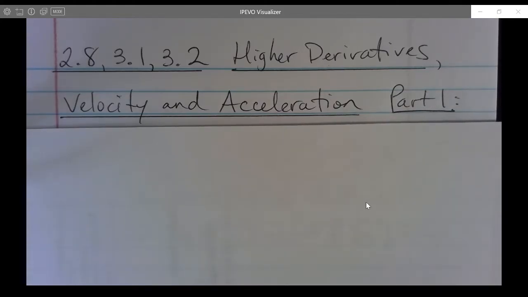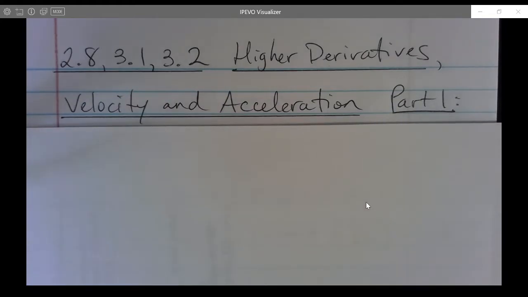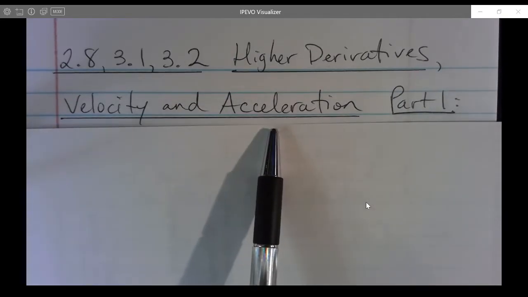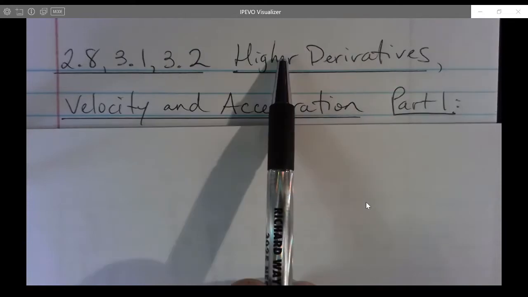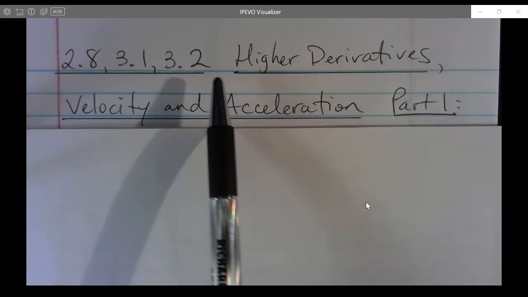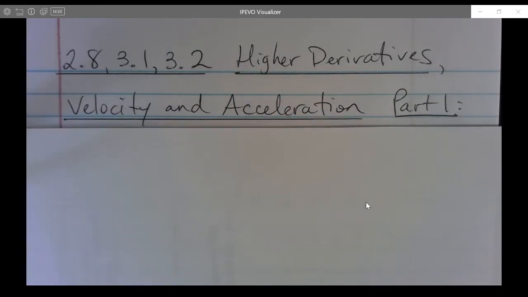Lesson part 1 is going to put together chapters 2.8, 3.1, and 3.2. If you're wondering why we're skipping 2.6 and 2.7, it's because they will make their own unit that we'll do next. So we're looking at what's called higher derivatives, velocity, and acceleration, and that translates to 2.8, 3.1, and 3.2 in your booklet. Today we're going to focus on 2.8, higher derivatives. So we'll call this part 1 of the lesson.